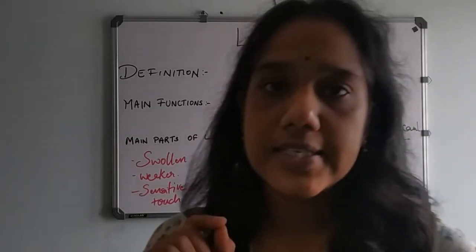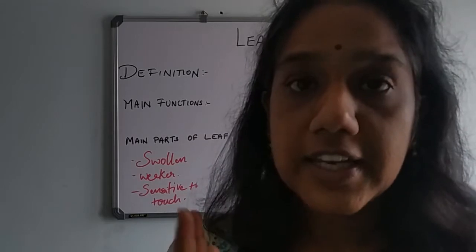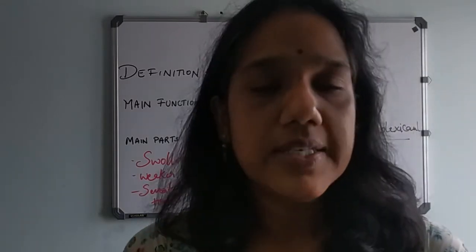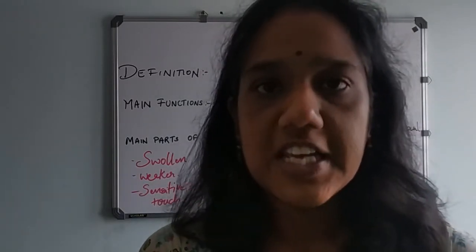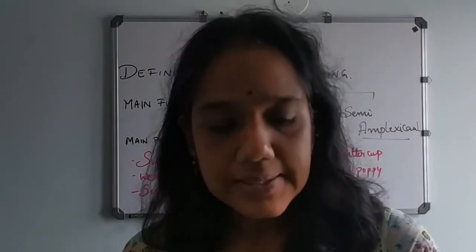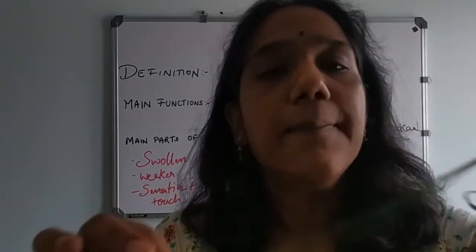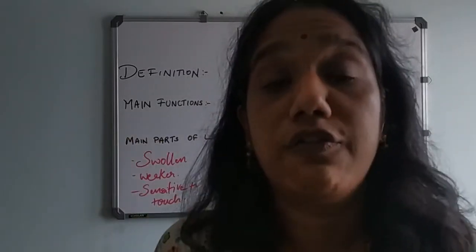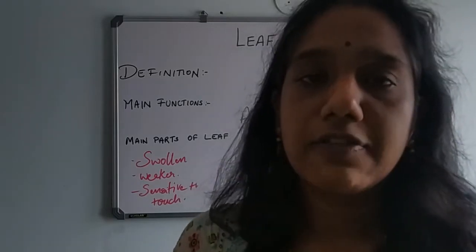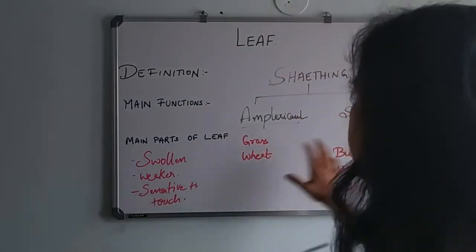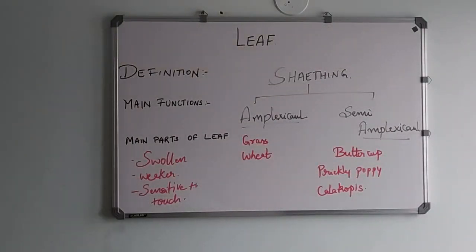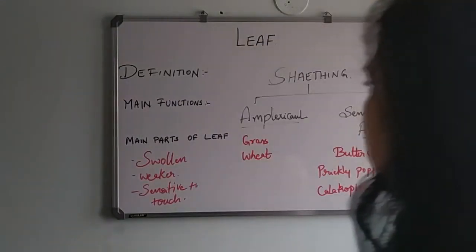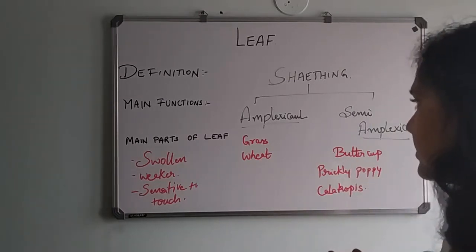Calotropis in Kannada is yakkadiyale. So if you go out and see that particular plant, pick it up and see whether it is sheathing completely or it is sheathing half. If it is half, that is semi. Therefore, it is semi-amplexicaul. So, this is about the leaf bases.